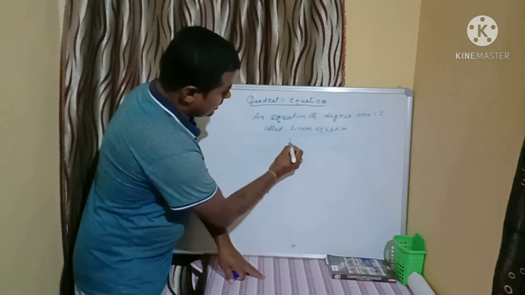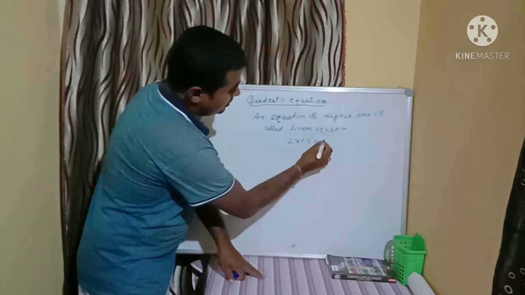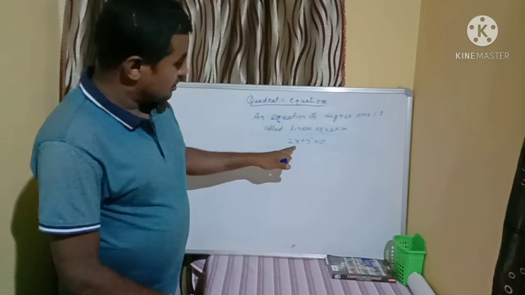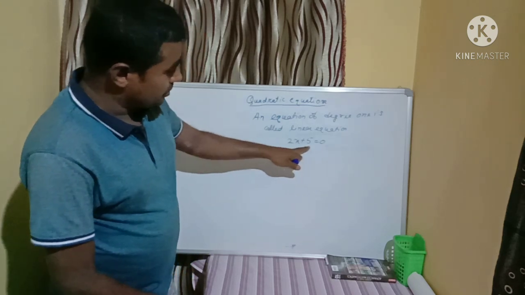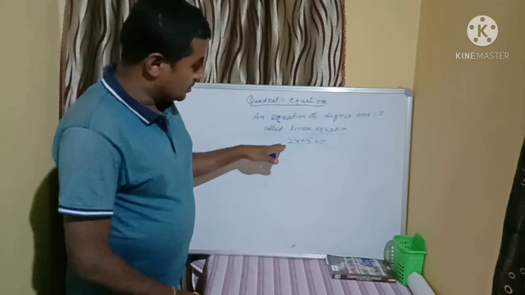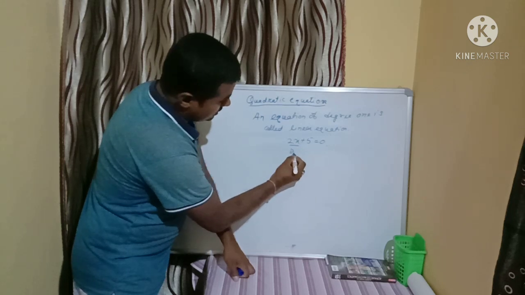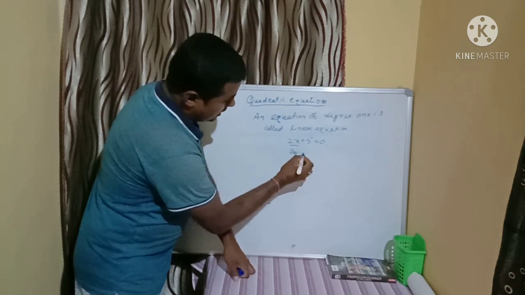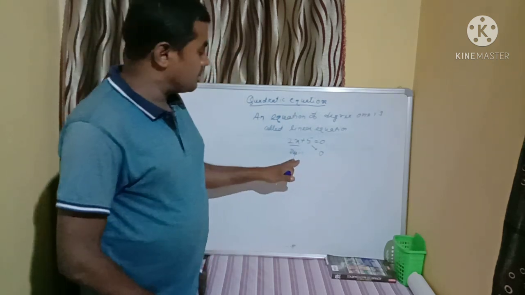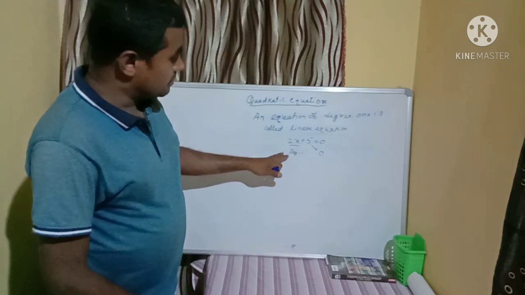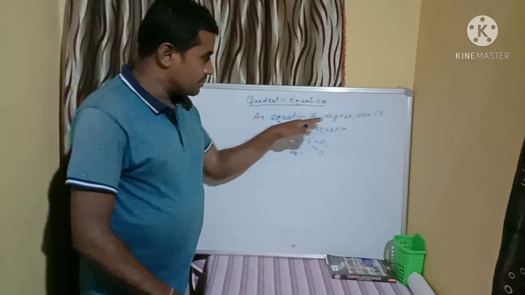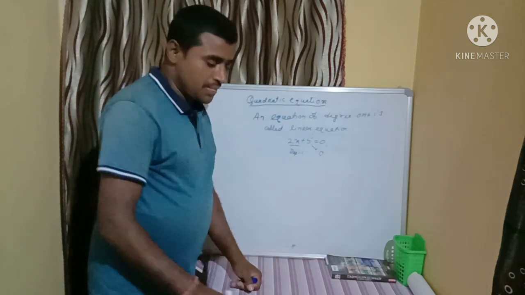An example can be cited as 2x plus 5 equal to 0. So this is a linear equation. Why is it a linear equation? Because in this equation you see we have two terms. One is 2x, another one is 5. The degree of 2x is 1 and the degree of 5 is 0. So what is the maximum degree? The maximum degree is 1, and this is called a linear equation. An equation of degree 1 is called a linear equation.